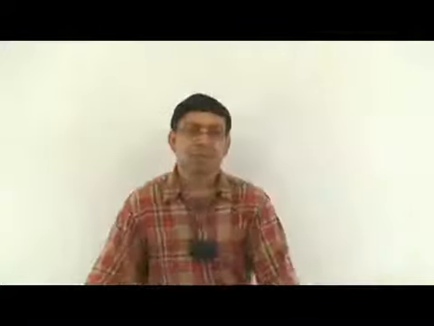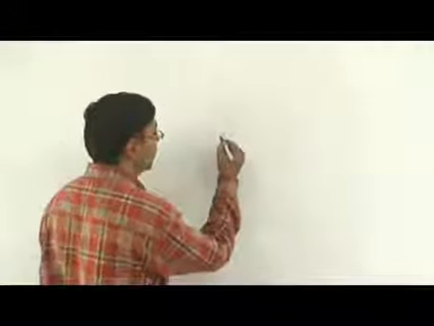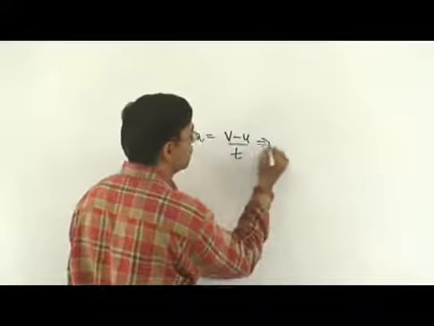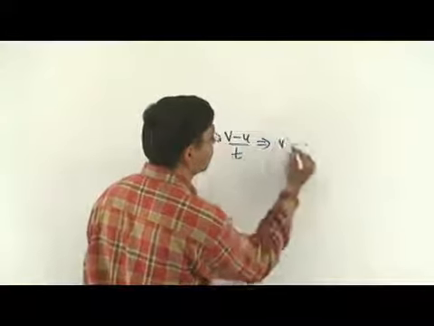Fine. Equations of motion for a body moving in a straight line with uniform acceleration. We know by definition acceleration is change in velocity by time. So this will give you v minus u is at, or v equal to u plus at.